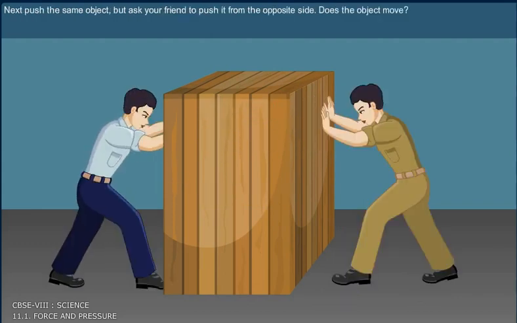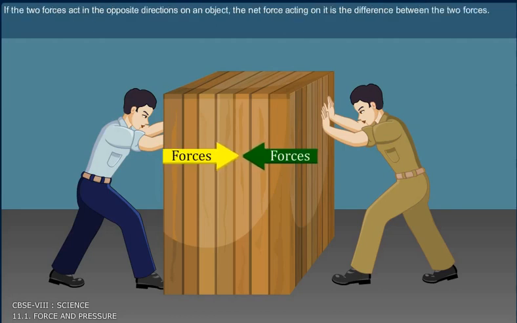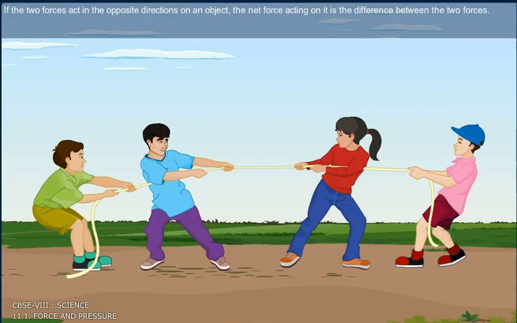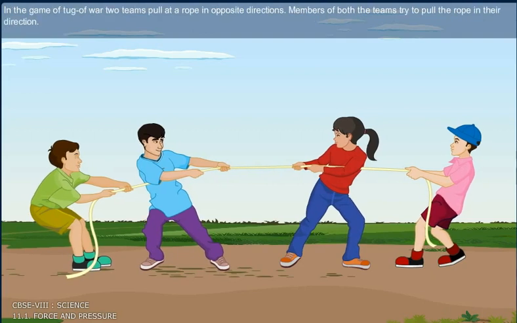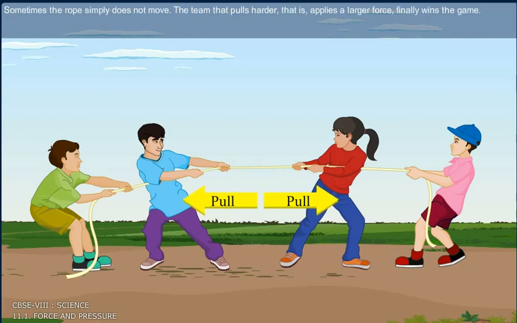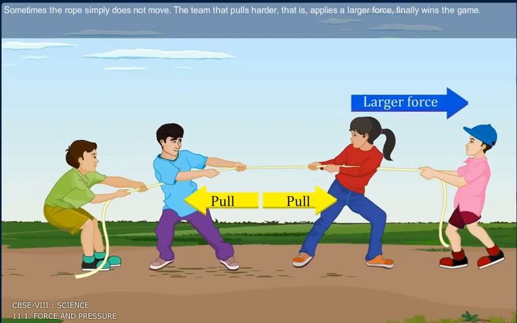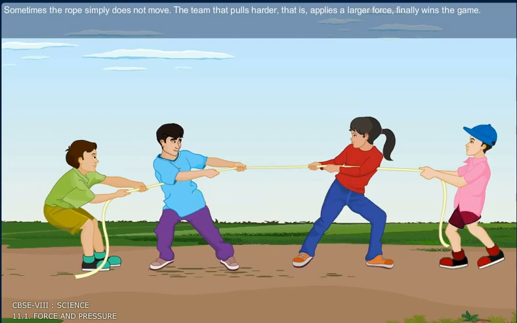Next, push the same object, but ask your friend to push it from the opposite side. Does the object move? If the two forces act in the opposite direction on an object, the net force acting on it is the difference between the two forces. In the game of tug of war, two teams pull at a rope in opposite directions. Members of both the teams try to pull the rope in their direction. Sometimes the rope simply does not move. The team that pulls harder, that is, applies a larger force, finally wins the game.